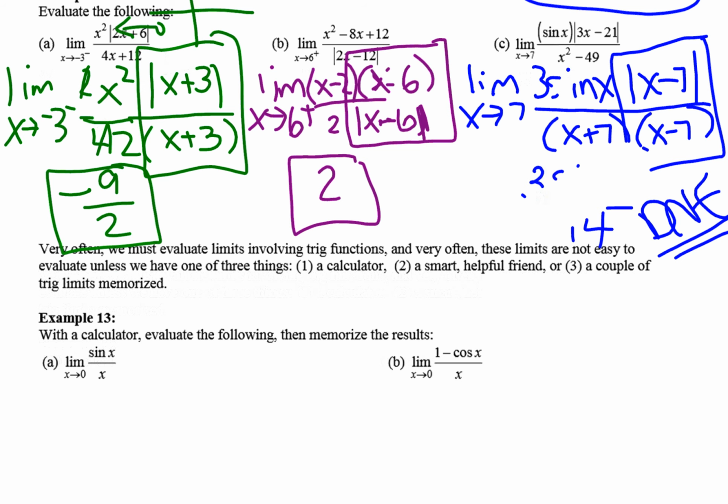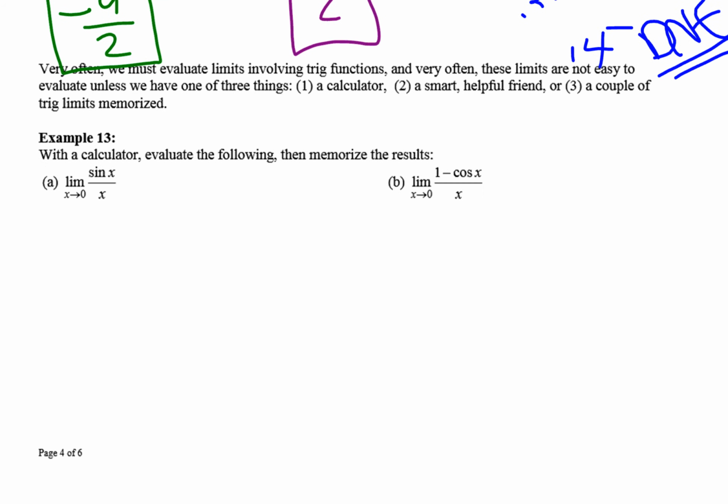And now onto our last problem for today. So this is an important thing to read. Basically, you're going to need one of three things in calculus to help you out: a calculator, a smart, helpful friend, or a couple of trig limits memorized. That'll make everything else in this class easier. So figure out what you want, but it's going to be really helpful to memorize this.